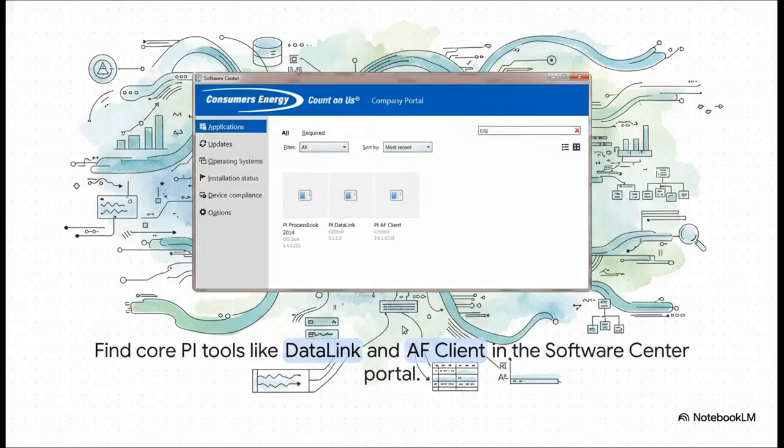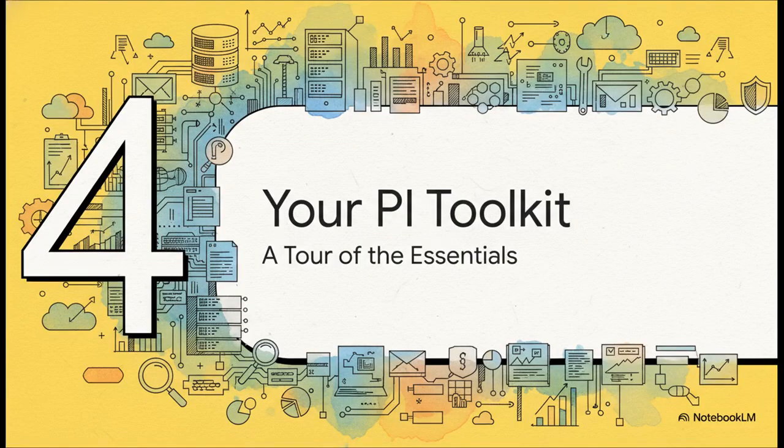And this right here is what you're going to be looking for in the software center. Just type OSIsoft, that's OSISOFT, into the search bar, and you'll find what you need. The big ones are PI DataLink, which is a super powerful Excel add-in we'll talk about in a second, and the PI AF client, which includes that PI System Explorer tool. So once all that's installed, you're ready to rock.